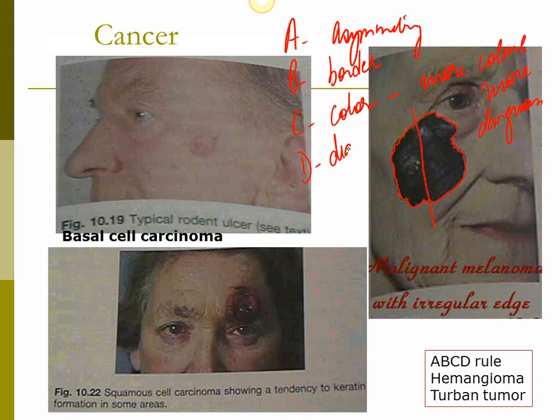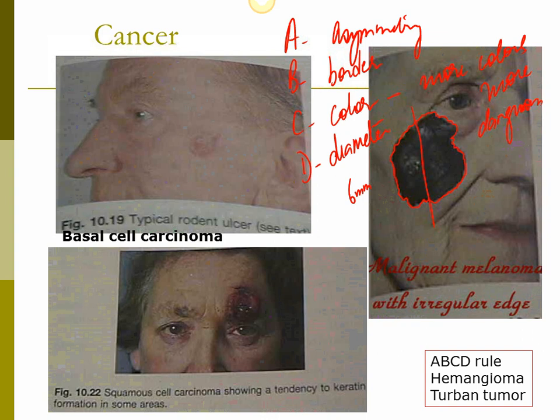D is for the diameter of the lesion. So this is how we would stage the lesions. D is the diameter. Anything more than 6 millimeters, you're always worried about. So in this lady's case, it's really large. 6 millimeters is like the top of a pencil eraser. Anything more than that, you're worried about. You always want to remove and study that.